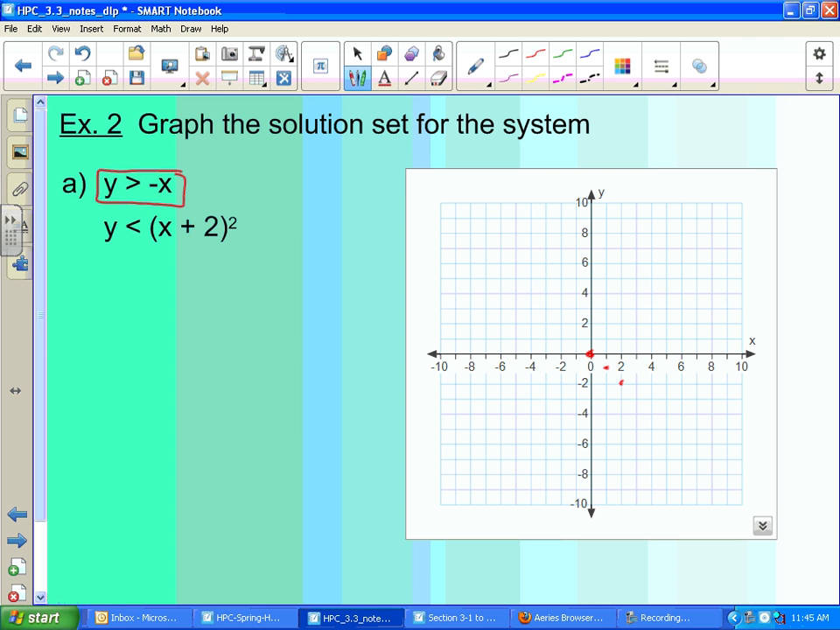Now, boundary line wise, is it solid or is it dashed? This was dashed. Now, what does that mean? You guys even know what that means? Besides the fact that it looks like a bunch of hash marks. That is correct. If I happen to be looking for a value on the boundary line, it would not satisfy the inequality. That's correct. All right, so we get our line here.